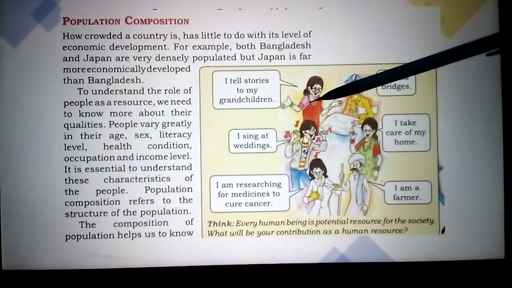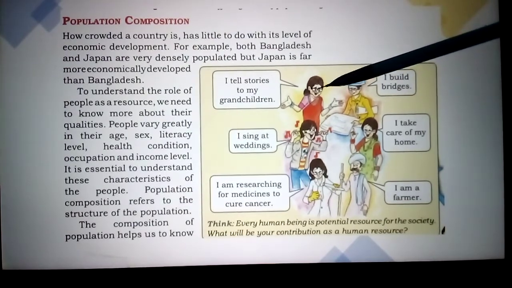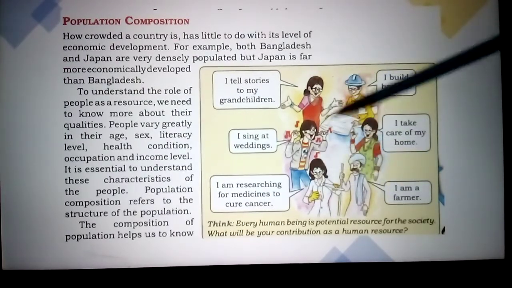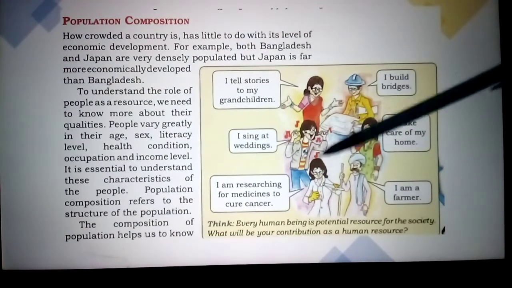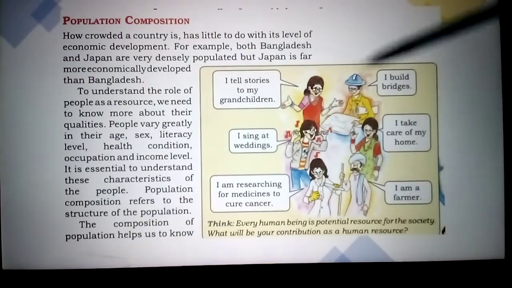Suppose she is helping her family, she is giving moral values to the family, automatically the society also comes with the moral values. So here each and every person is helping the family, and it leads to the country's development. They are the potential resource.